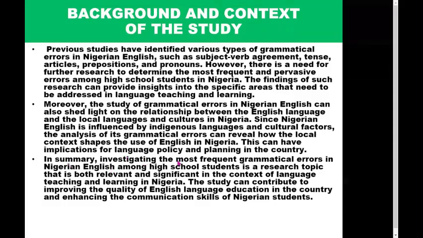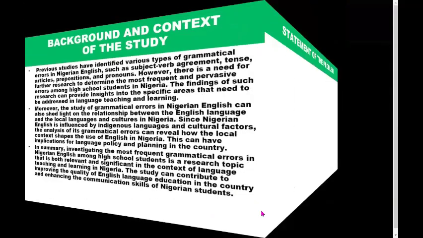In summary, investigating the most frequent grammatical errors in Nigerian English among high school students is a research topic that is both relevant and significant in the context of language teaching and learning in Nigeria. The study can contribute to improving the quality of English language education in the country and enhancing the communication skills of Nigerian students. So that is so much for the background of the study.